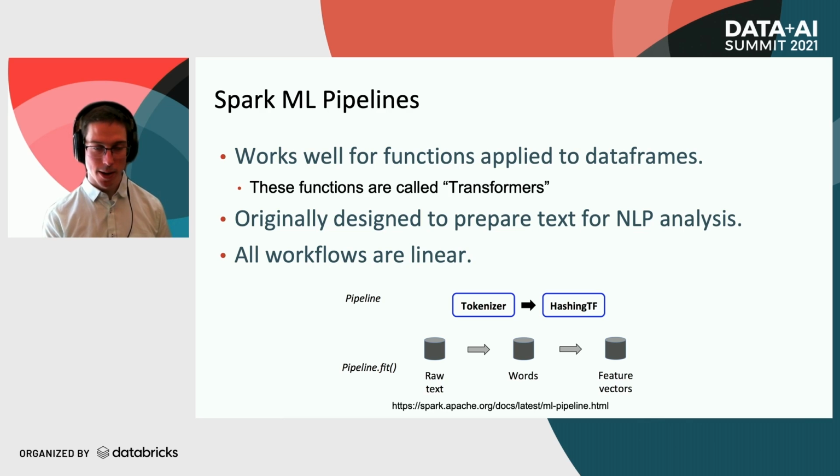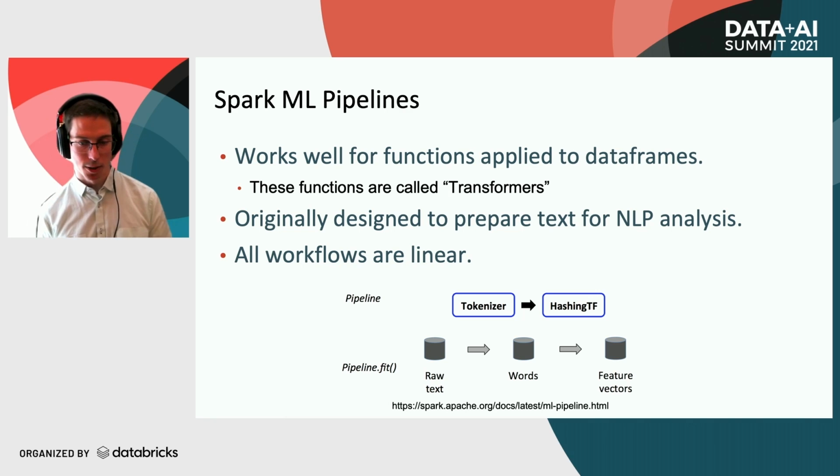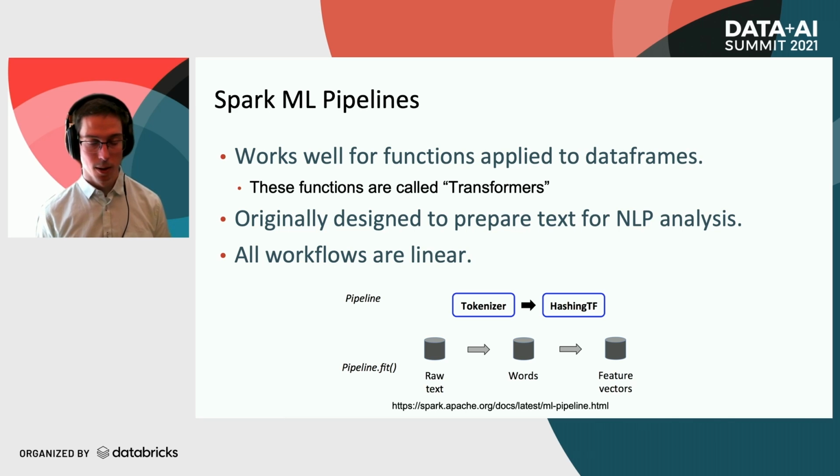And a pipeline has these transformers, and you can chain one or more transformers together. They'll take a data frame in, like that raw text data frame. They'll tokenize it. It'll turn that data frame into the words data frame, and then you can put that through hashing, and then you get back feature vectors. And this is great. If you have a set of data frames that you need to do a quick transformation on, Spark ML pipelines are great. So let's walk through how that might work.